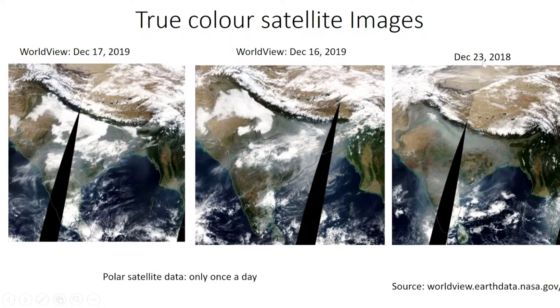Then December 23, 2018, you see only a very small patch of the fog. The rest, like here we have the clouds, here we have the snow, these are the clouds. These are also of course clouds, and this small, very light part is basically indicating the haze.